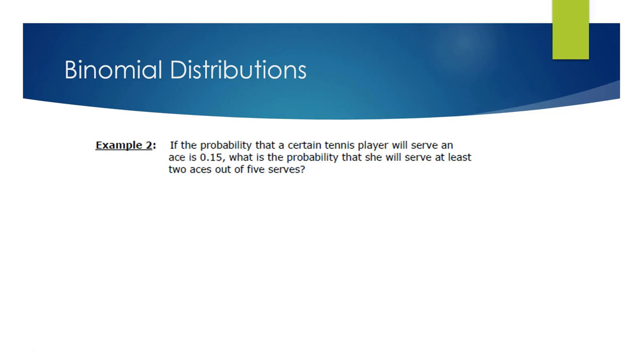So we're assuming that 15% of the time, she's going to serve an ace. Each time she serves, there's a 15% chance that she's going to serve an ace. So based on this, what is the probability that she'll serve at least 2 aces out of 5 serves? Try to see if you can figure it out, give me an answer to the question, and then we'll go over it.